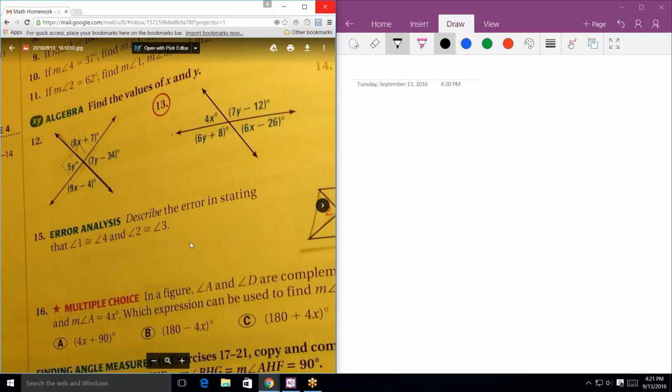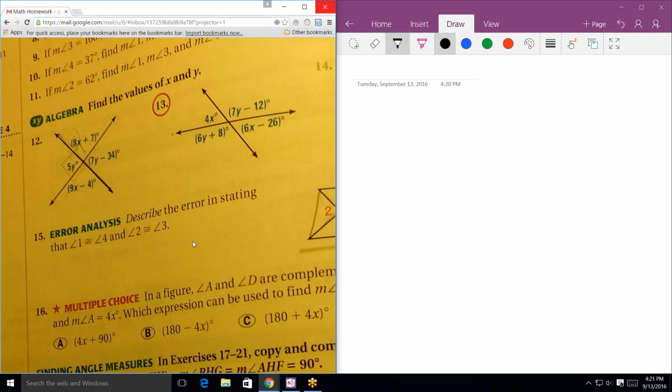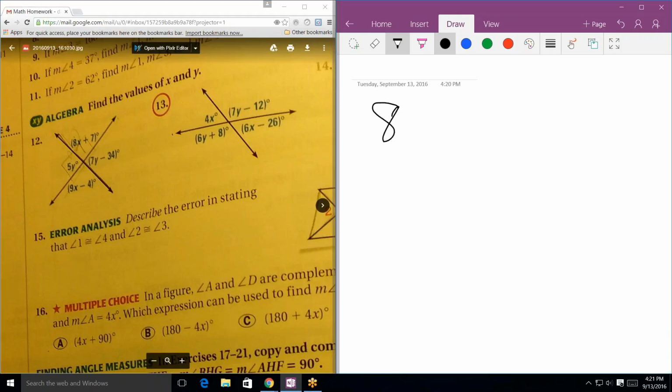Give me an equation on number 12 that will allow you to solve for x. Let's talk about x only for the moment. So 8x plus 7 equals 9x minus 4. Go ahead and solve that for x. Tell me how you're solving it also.